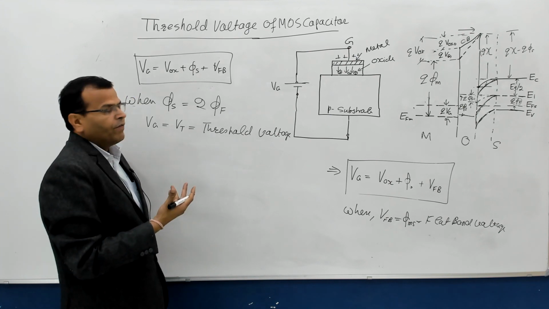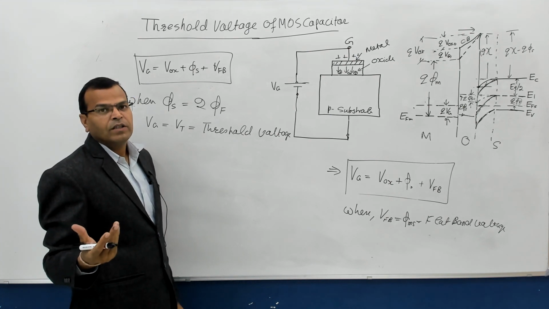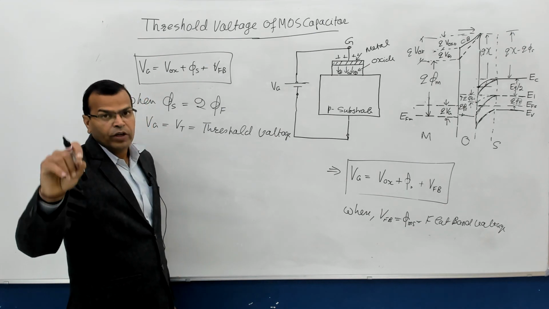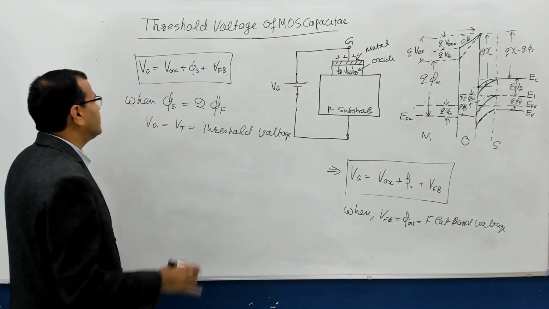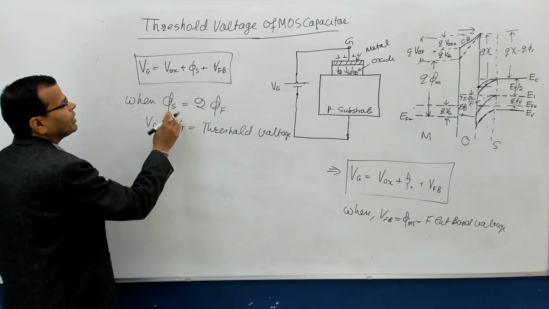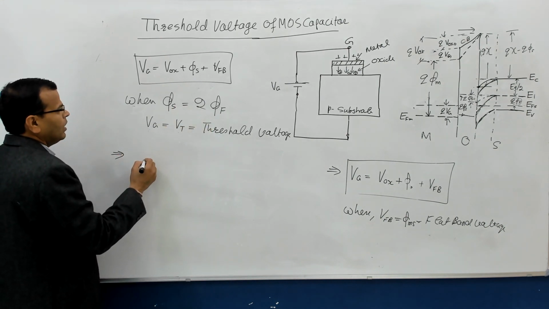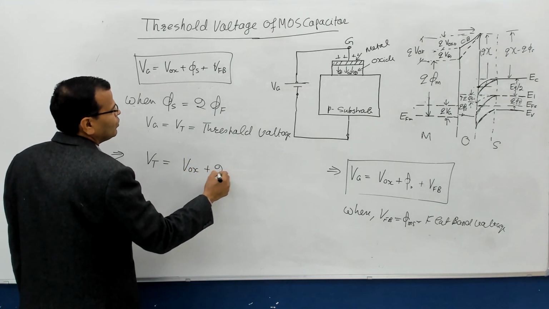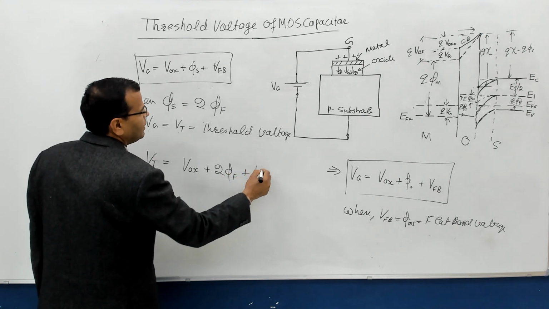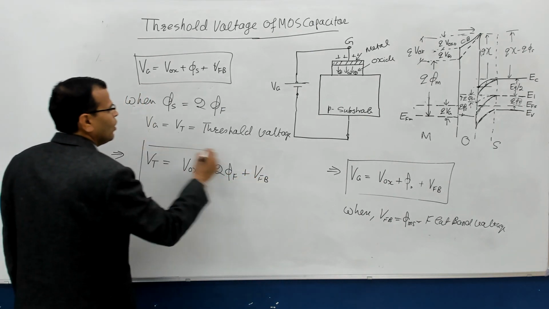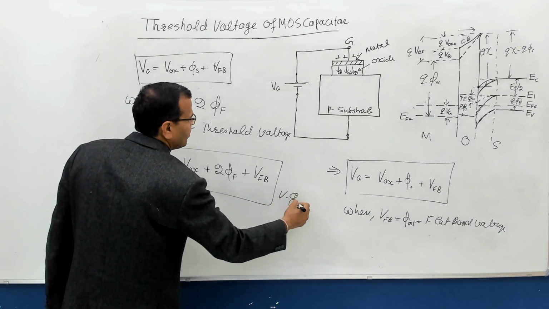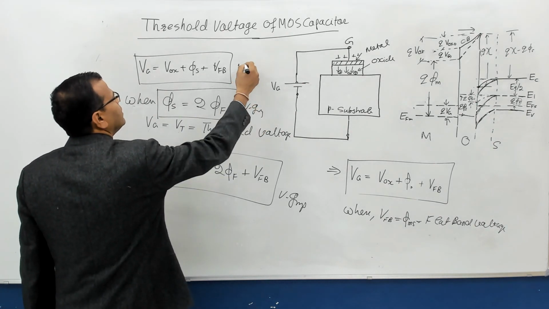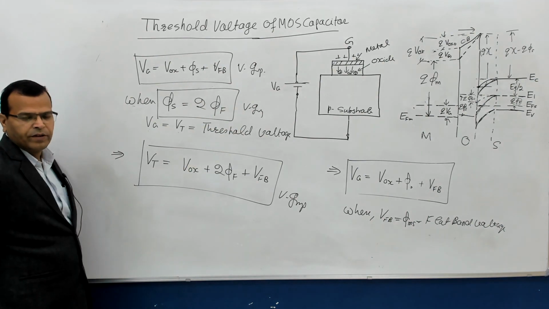Threshold condition for the device to behave like what? For the device to work in inversion mode, you can say, and that is known as strong inversion mode. So I repeat, when gate voltage is equal to threshold voltage, phi s is equal to 2 phi f. So the threshold voltage is equal to V naught x plus 2 phi f plus V flat band voltage. So this is a very important relation. Please do remember this. Right?